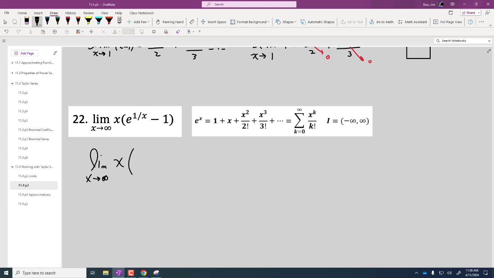So e to the 1 over x is going to be 1 plus, we're going to replace all the x's with 1 over x. So we're going to end up with this expansion. Wait, how did you get there? So this power series is for e to the x. Yes. And we're going to replace the x with 1 over x. So it just shoves all the x's into the denominator.